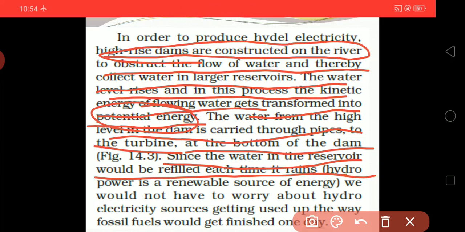Hydropower is a renewable source of energy. Electrical energy is formed from the potential energy of falling water, and we would not have to worry about hydroelectricity sources getting used up the way fossil fuels will get finished one day. Electricity is generated by different sources.